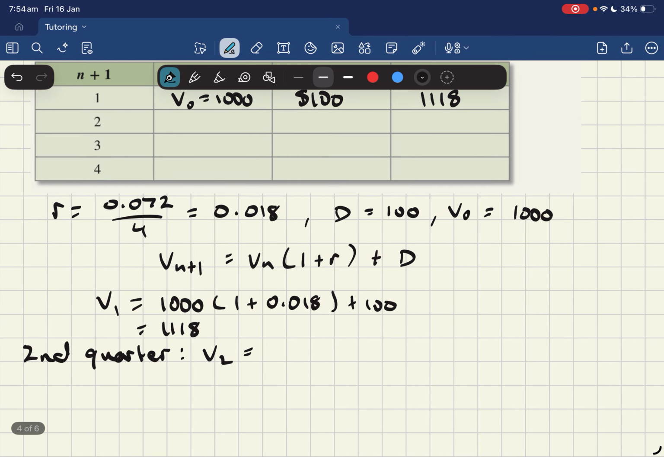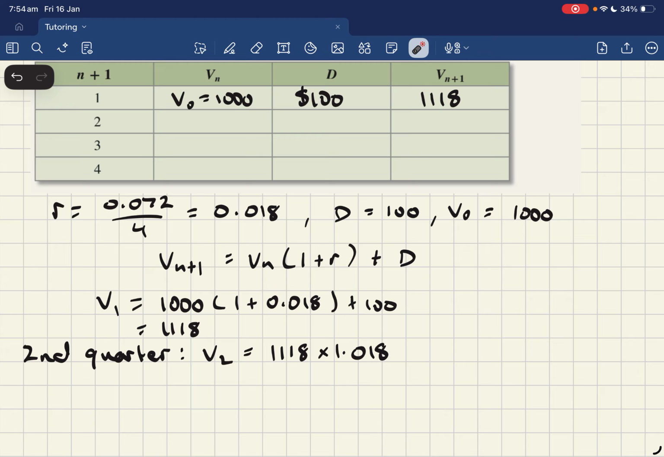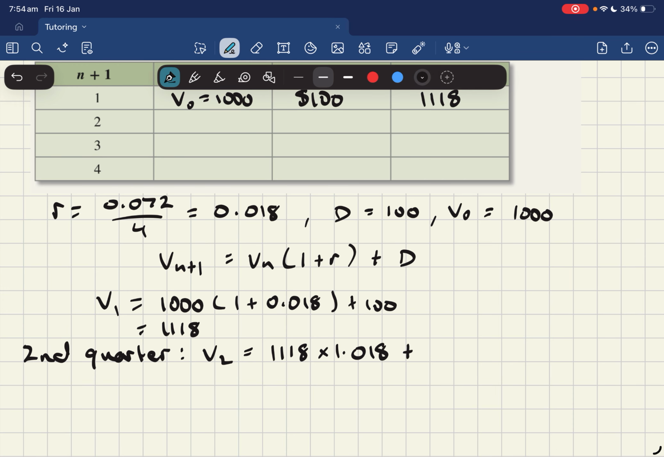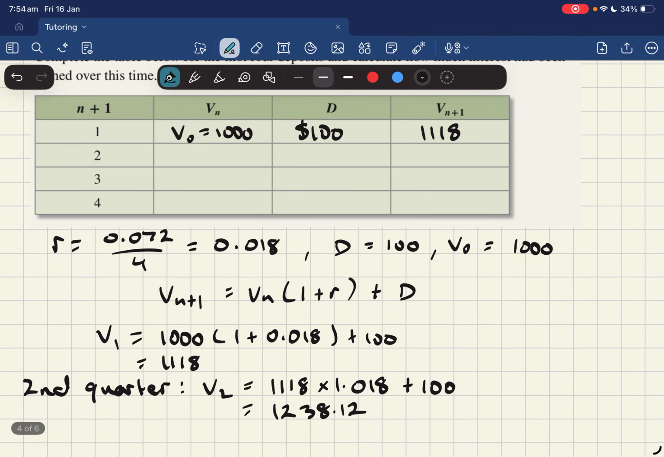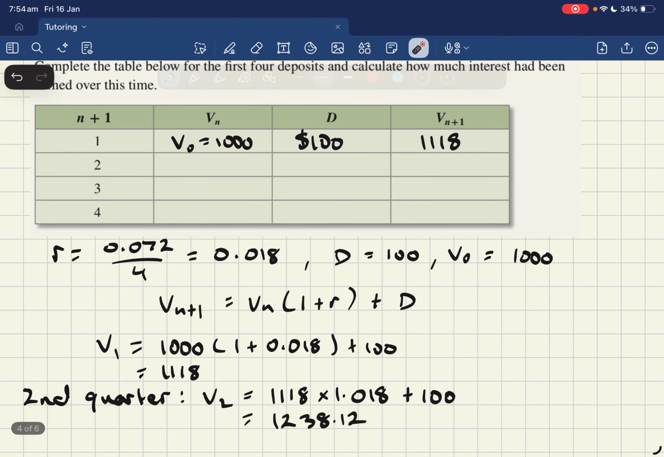Apologies. We have 1,118 times 1.018. All I've done here is I've just added these and just written it in my recurrence relation. And then we add 100. So our V2 equals 1,238.12. Now let's write a couple of these things in. I've just done here everything I need for this second row.